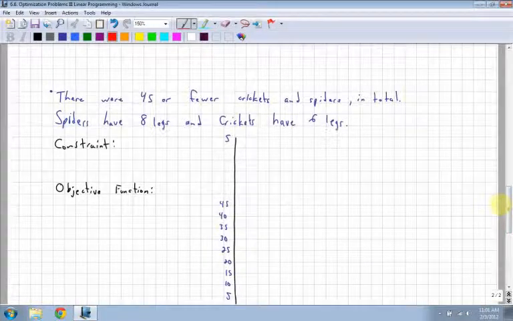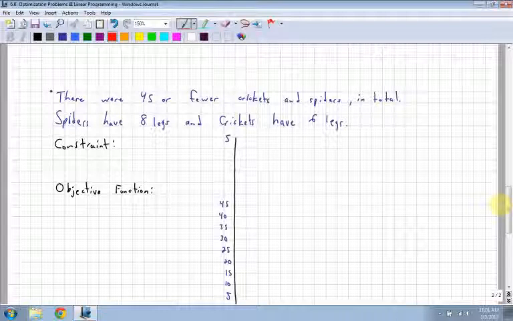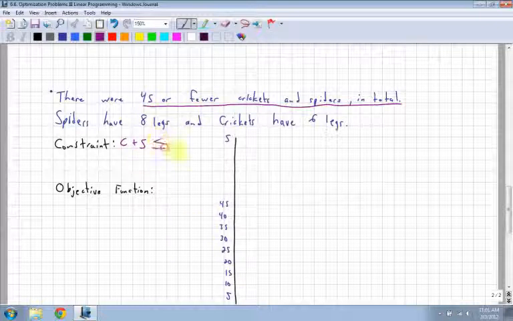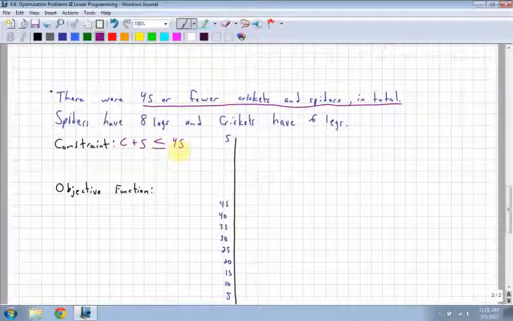Next one. There are 45 or fewer crickets and spiders in total. This one might be a little more difficult to figure out. Or fewer means that my crickets and my spiders in total, C plus S, means there's going to be 45 or fewer. Crickets plus spiders is less than or equal to 45. So I have my three constraints.